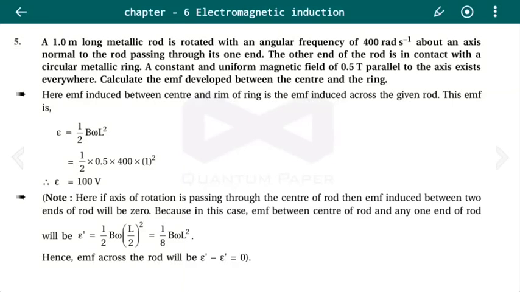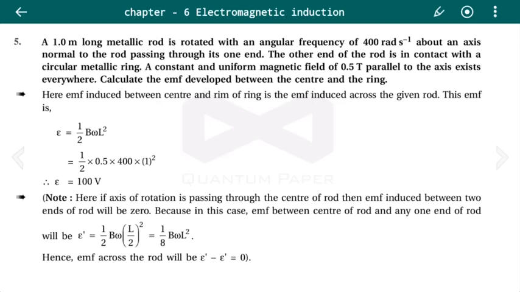In this video we are going to solve numericals of the textbook exercise of chapter 6, electromagnetic induction. Numerical number 5. A 1 meter long metallic rod is rotated with an angular frequency of 400 radian per second about an axis normal to the rod passing through its one end.